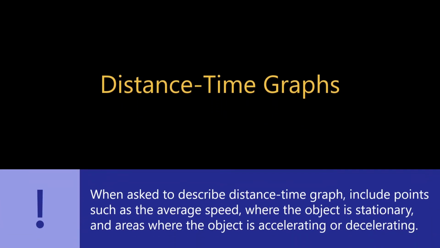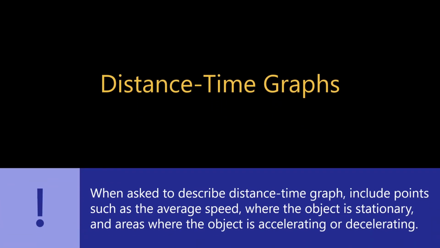When you're asked to describe a distance time graph, in words that is, include points such as the average speed, so take the overall distance and divide it by the overall time to get the average speed. Where the object is stationary, so where there is a flat line, and areas where the object is accelerating or decelerating, so areas that are curved.